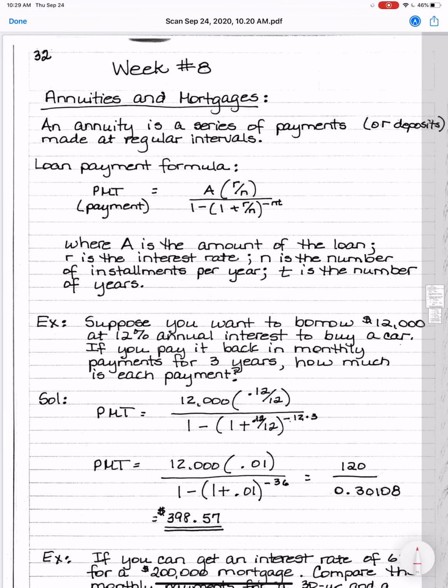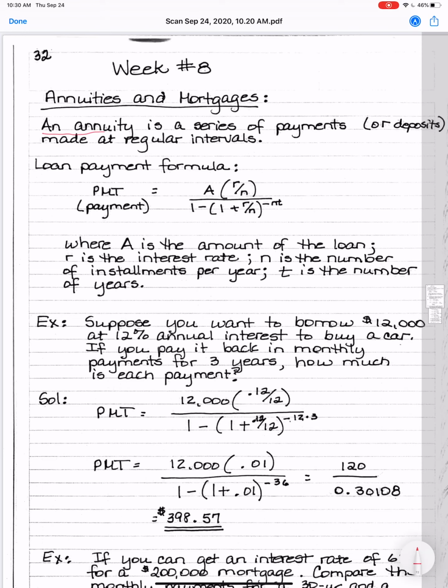In this week, week 8, we are going to talk about annuities and mortgages. We're going to be building on the simple interest and the compound interest formulas that we've been using for the last couple of weeks, but we're going to take it just one step further and look at how these formulas can be used for much longer periods of time.